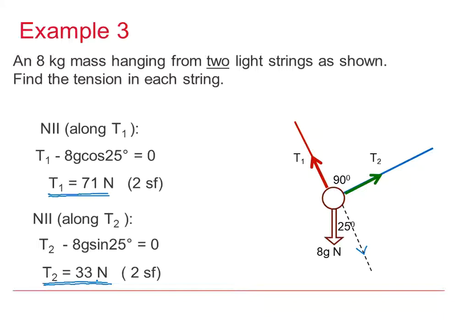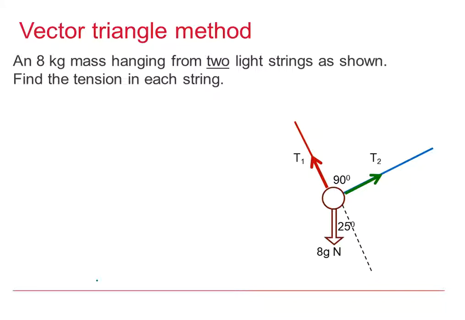There is also a third method which is worth being aware of. It's called the vector triangle method. So the vector triangle method exploits the fact that we have three forces in equilibrium. It will only work if we are dealing with three forces. So we've got three forces. We've got T1, we've got T2, and we've got 8G. You need three forces and you need equilibrium.